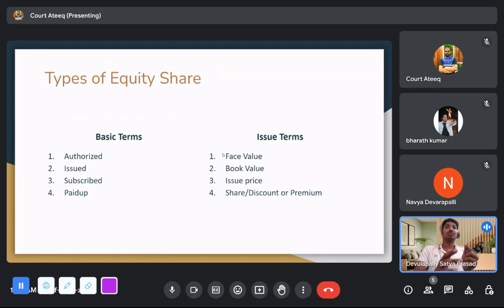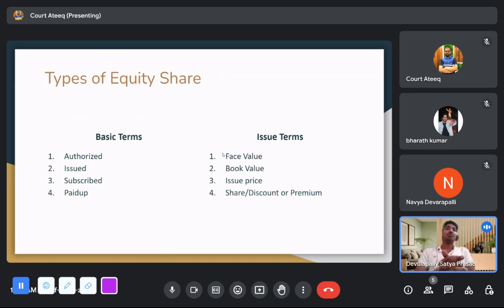Now when it comes to issue terms, the first is face value. Face value is the amount which has been printed on the share. Previously, a share used to be a piece of paper where the company would say, this owner of the company represents this much share amount, and it has been signed. But the share has to be of a certain amount, right? So that only the value of the share will be decided. So it is nothing but an amount which has been printed on the share certificate, called face value.